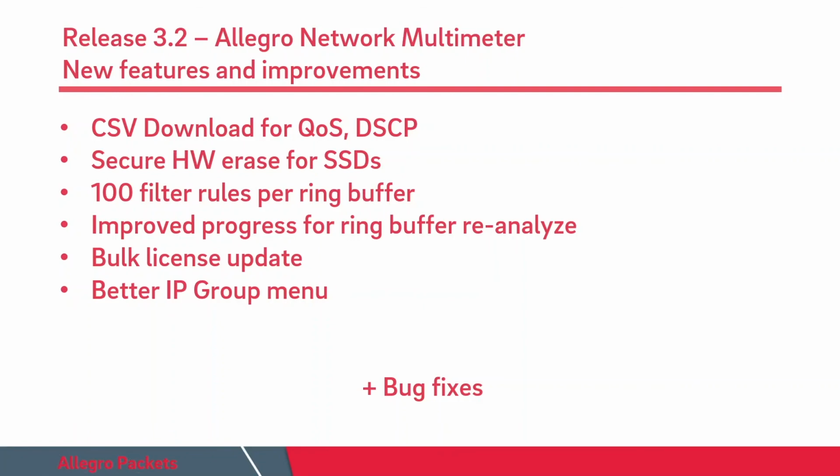Then, which is very important for customers who have a lot of devices, with release 3.2 we don't have to submit a new license per device. We can send bulk licenses, which is a license valid for all your devices, and you don't have to find the right license for the right device. And last but not least, we improved the IP grouping menu. We've seen customers using the Allegro with more than 2000 IP groups, and filtering and searching for IP groups was very complicated before. Now it's a lot easier.